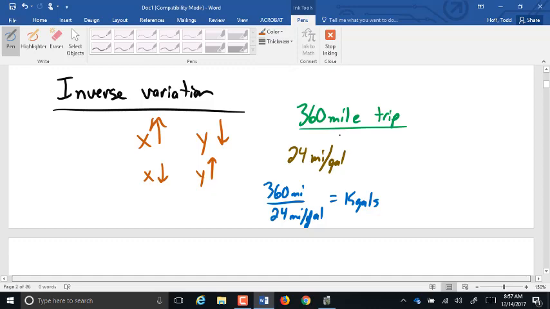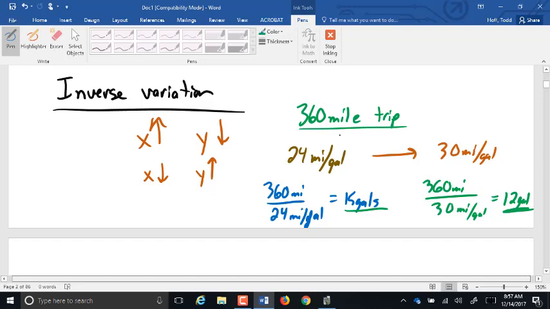Let's say your mileage increases to 30 miles per gallon. Is the number of gallons used going to get bigger or smaller? Smaller. Your mileage got larger, the gallons used has to get smaller. 360 miles over 30 miles per gallon is only going to use 20 gallons. Or 20, I screwed something up there. What does that come up to be? 12, right? 12 gallons of gas.